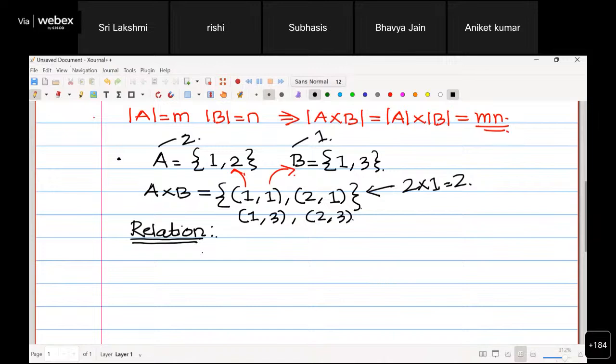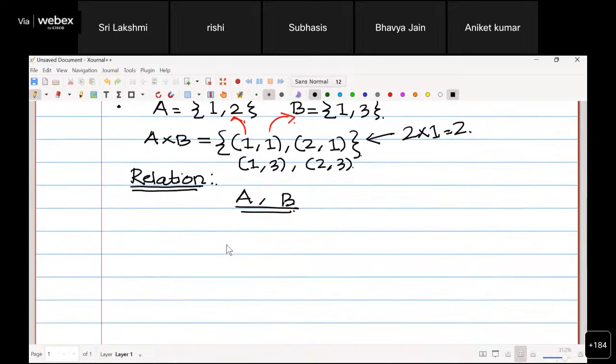Relation comes free with the Cartesian product. If you know the Cartesian product properly, then you can easily define relation. So suppose I have two sets, A and B. So what is a relation?